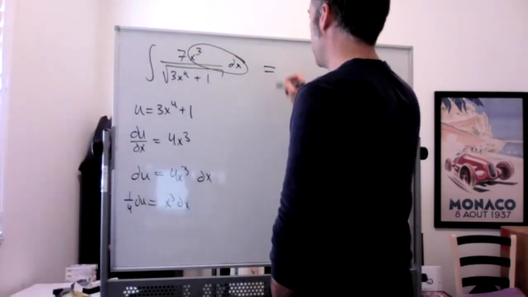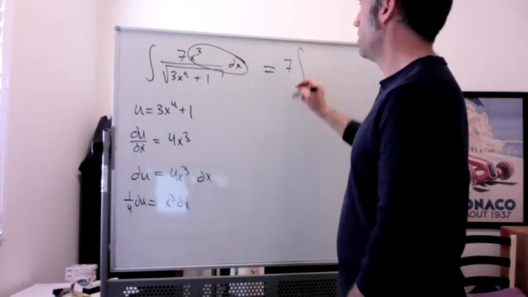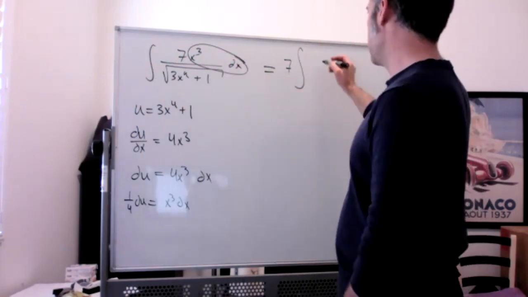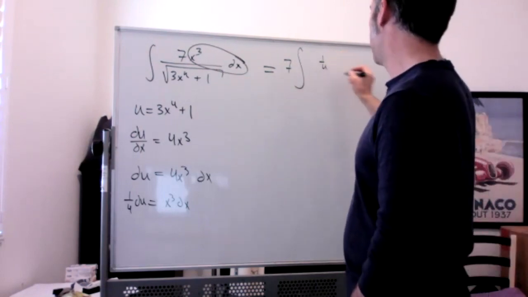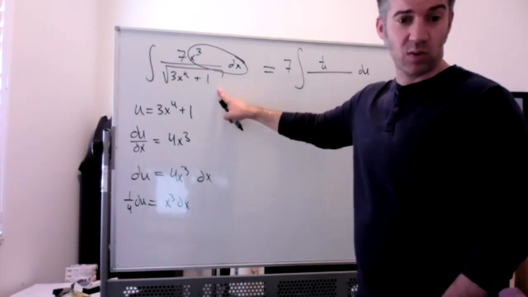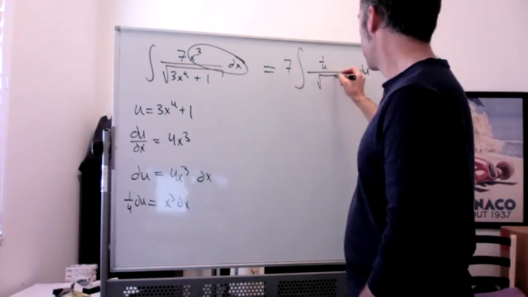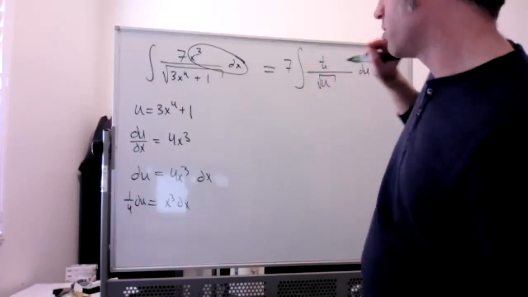So I'm going to do two things. I'm going to pull out the 7. x cubed dx is going to be 1/4 du. And in the denominator, I'm going to have the square root of u. And did I make them?